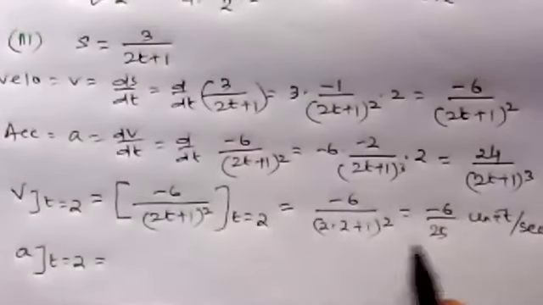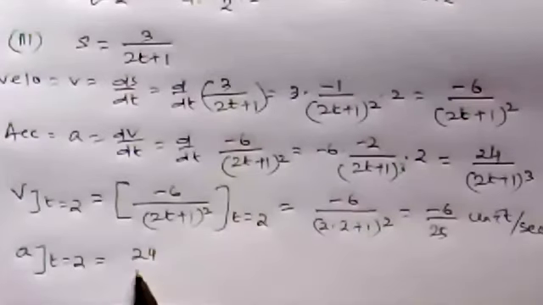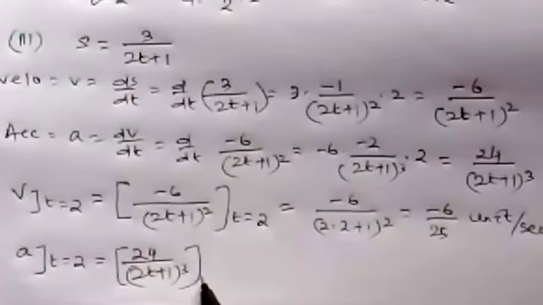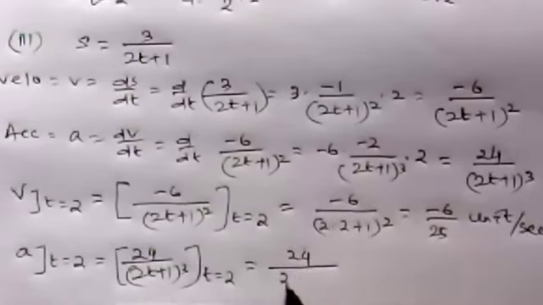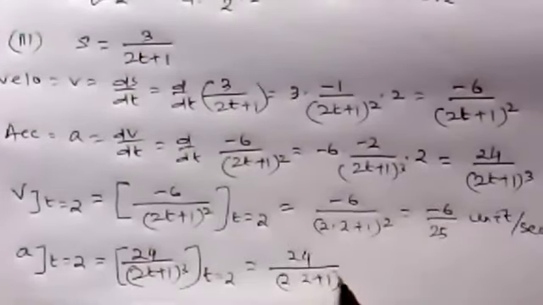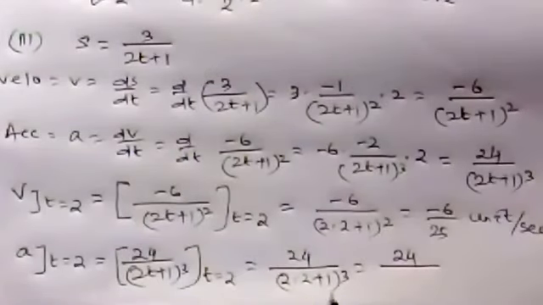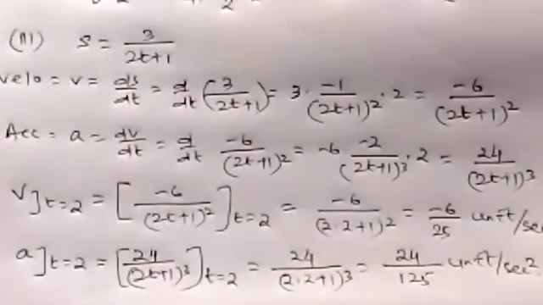Next is acceleration at the end of 2 seconds. As you know, acceleration is 24/(2t+1) whole cube, but we need this value at t equal to 2. So this is 24/(2×2+1) whole cube. So this is 24/(4+1 is 5, and 5 cubed is 125), and this is unit per second square.